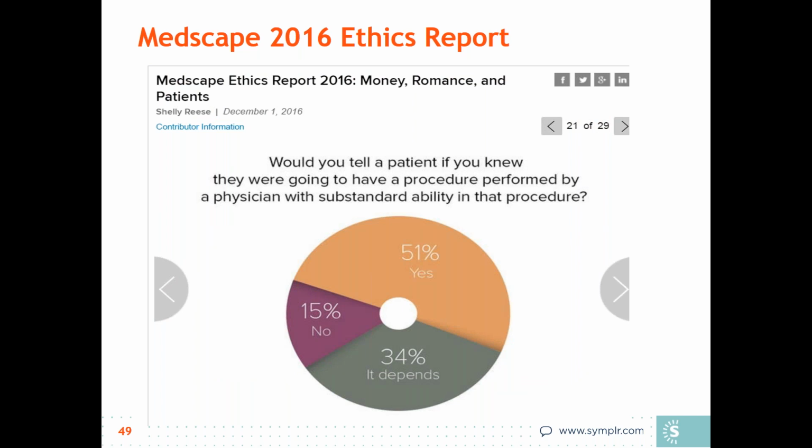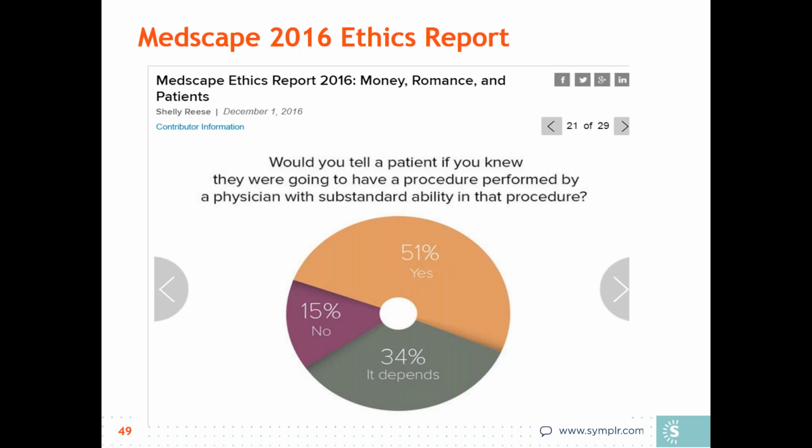Another question was, would you tell a patient if you knew they were going to have a procedure performed by a physician with substandard ability in that procedure? Very interesting question. Just over half of the respondents said that they would caution a patient against having a procedure by a physician whose abilities they question. But many doctors said that there needed to be some tact. One said subtle but clear suggestions are the best way to go rather than questioning another doctor's abilities.